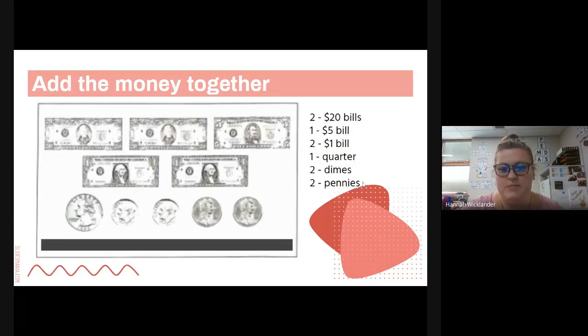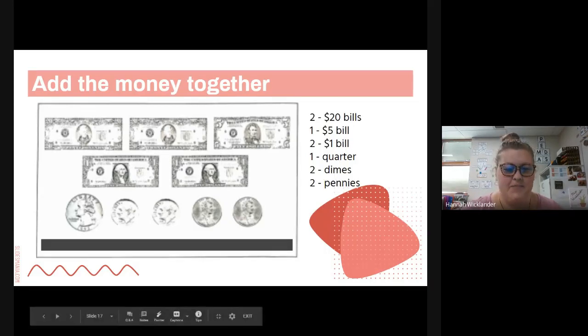Okay, last practice problem, and then I'm going to assign the homework. We have 2 $20 bills, a $5 bill, 2 dollar bills, 1 quarter, 2 dimes, 2 pennies. Add that up.